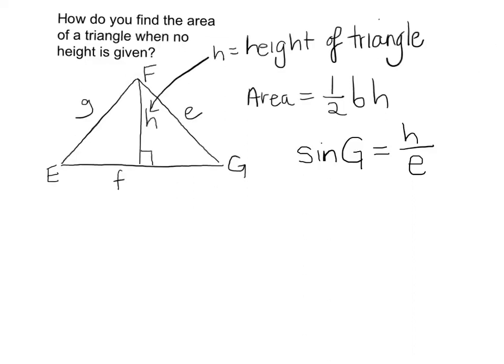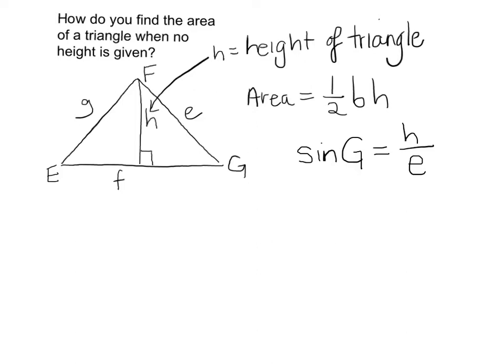So what we can do, using this triangle, and using the fact that the altitude makes a right triangle, is take a look at this angle here and do sine of angle G is equal to the opposite side over the hypotenuse. That gives us this equation right here: sine of angle G is equal to H over E. And all we need to do is solve for H.